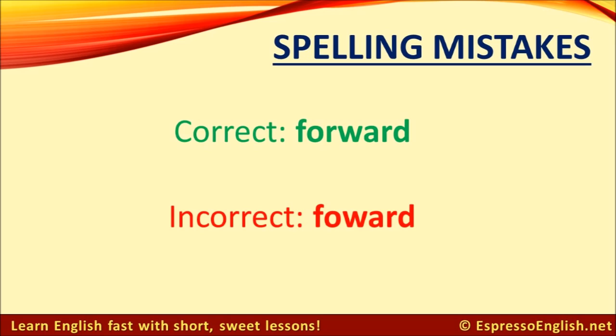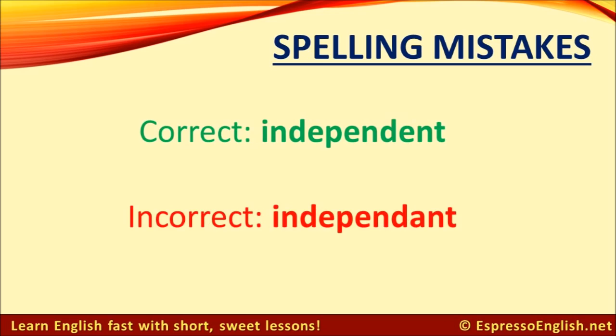Here's another one, the word forward. Now, some people pronounce it forward, and some people pronounce it more like foward. But when you're writing it, you need to include the R, F-O-R-W-A-R-D. Again, when speaking fast, we sometimes say it as if there wasn't that first R, but you need to write it with both R's. The words independent and independence end with ENT and ENCE. There are no A's in the words independent and independence.